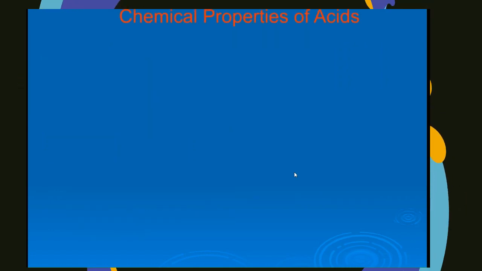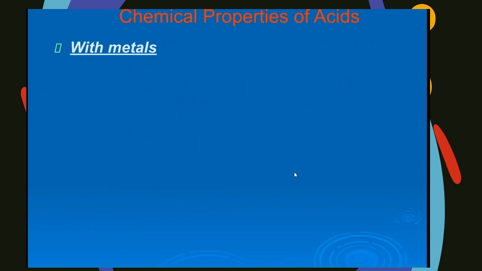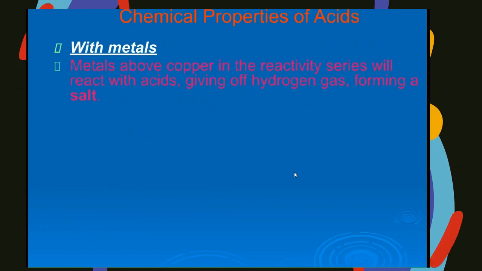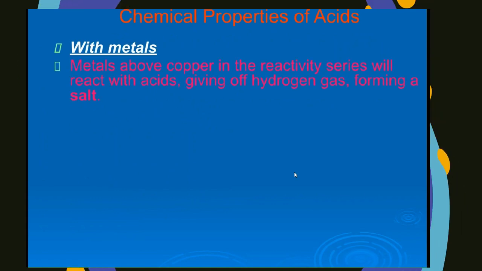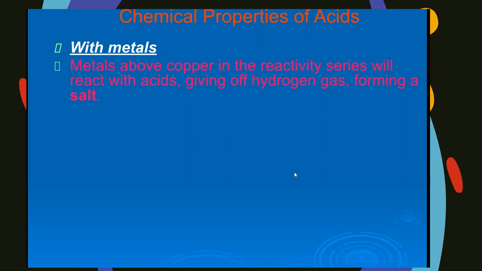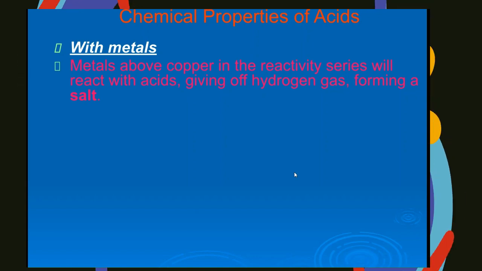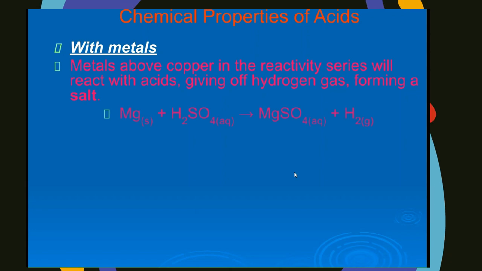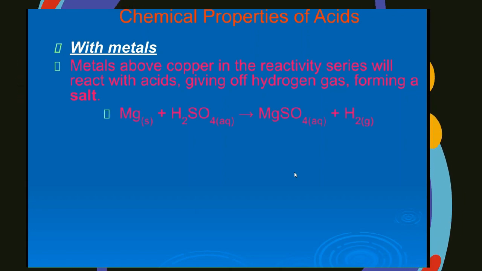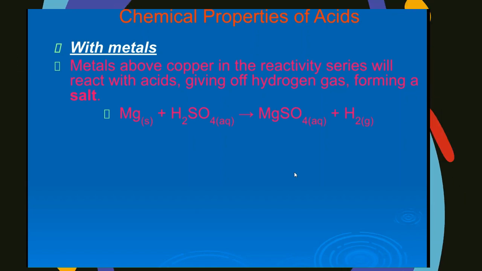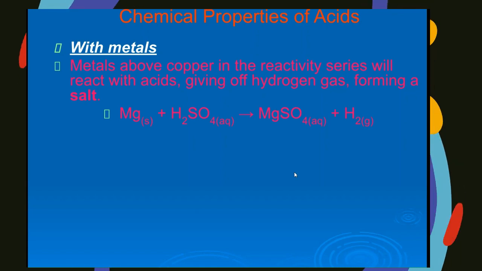Let's see the chemical properties of acids with metals. Metals above copper in the reactivity series will react with acids, giving off hydrogen gas and forming a salt. Let's see the reaction: Mg, solid, plus H2SO4 aqueous gives MgSO4 aqueous plus H2 gas.